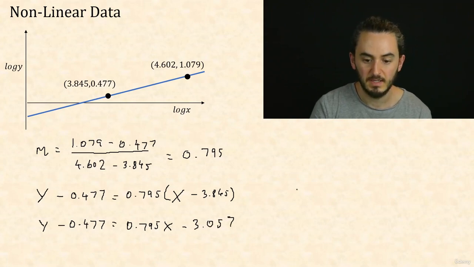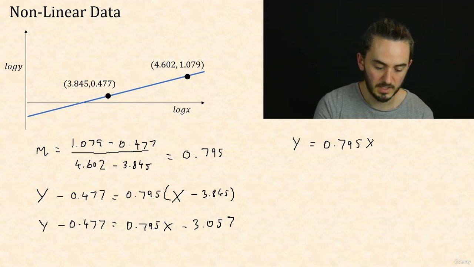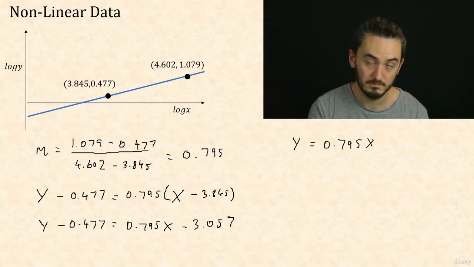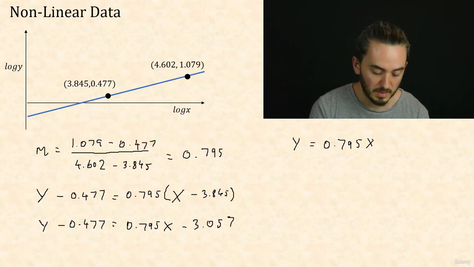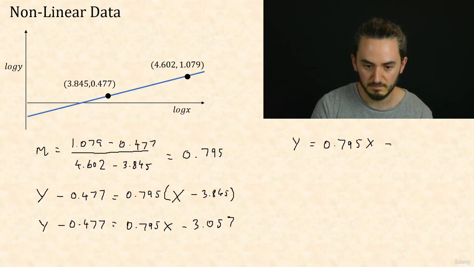That is 3.057. And finally, if I add 0.477 to both sides, you get 0.795X, and then minus 3.057 plus 0.477, which gives me minus 2.580.